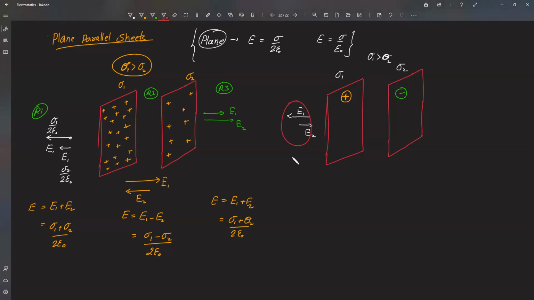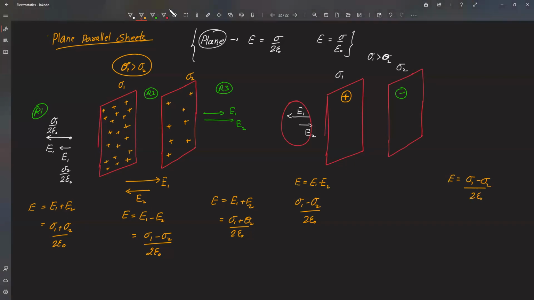So what is the total electric field here in this case? The total electric field here will be E1 minus E2, that is in region 1. So this will be equal to sigma 1 minus sigma 2 divided by 2 epsilon naught. And similarly here, it will also be E1 minus E2, that is sigma 1 minus sigma 2 divided by 2 epsilon naught. So that is region 1 and region 3.